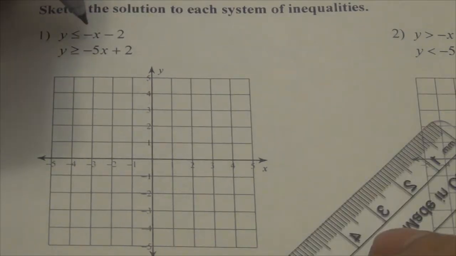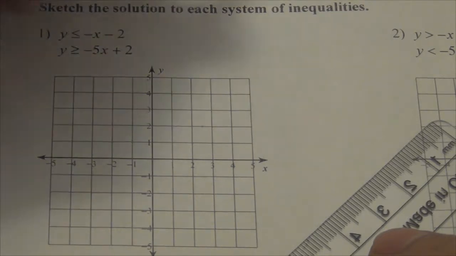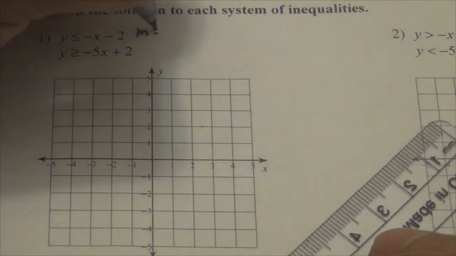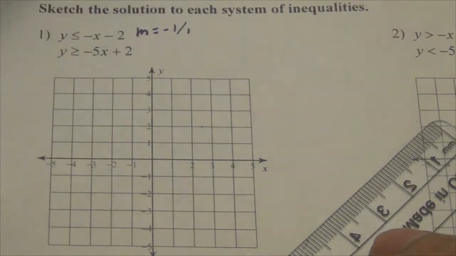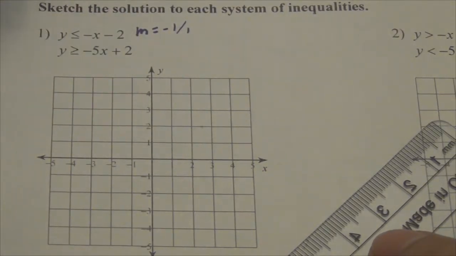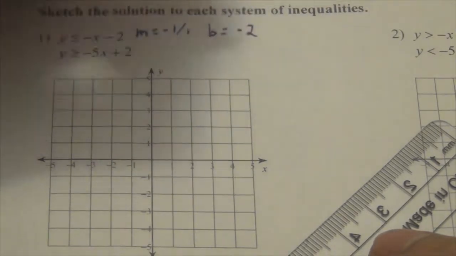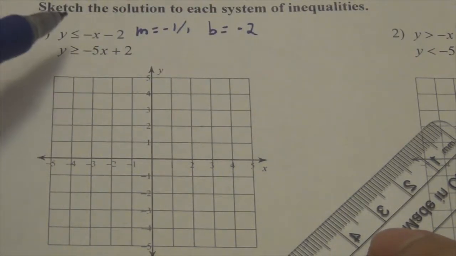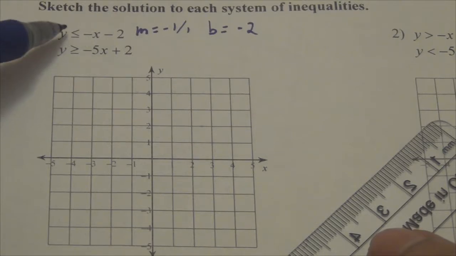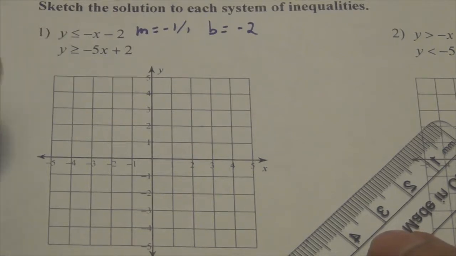So here, the slope is negative 1 over 1. Oh my god, don't do it, Becker. Yep, I did it. Negative 1 over 1. And the y-intercept is negative 2. So, is it going to be a solid line or a dashed line? It's going to be a solid line because it's less than or equal to.